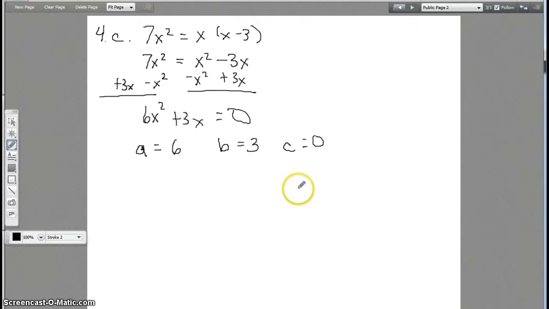That's all that this problem is asking you to do. It is not asking you to solve anything. You just have to get the equation in standard form and then find your values of A, B, and C. So let's do another one. Let's look at part D.